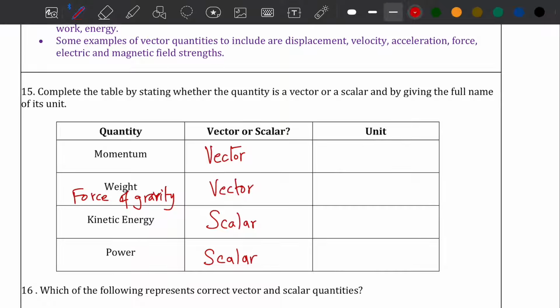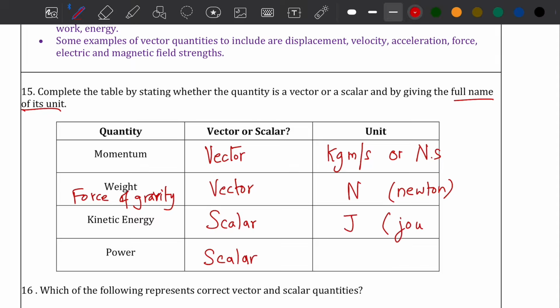Now we want to give the unit. Unit for momentum is kg meter per second or Newton second. Unit for weight is Newton, and because they are saying full name of the unit, you can also say in bracket it stands for Newton. Just write the whole word. Kinetic energy is joule, and power is watts.